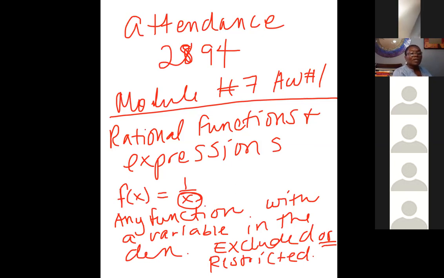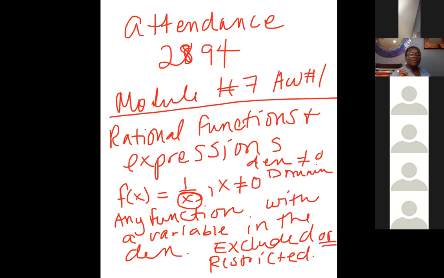In other words, what value will make the denominator equal to 0? Remember, the denominator of a fraction can't be 0. So whatever that value is, it needs to be restricted from being a part of the domain of the function. So for this particular problem right here, the restricted value, that value that makes the denominator 0, is actually 0.